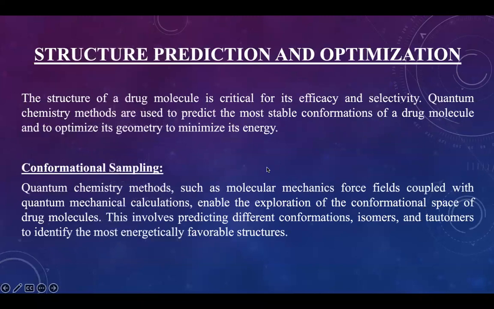Structure prediction and optimization. The structure of a drug molecule is critical for its efficacy and selectivity. Quantum chemistry methods are used to predict the most stable conformations of a drug molecule and to optimize its geometry to minimize its energy. Conformational sampling.